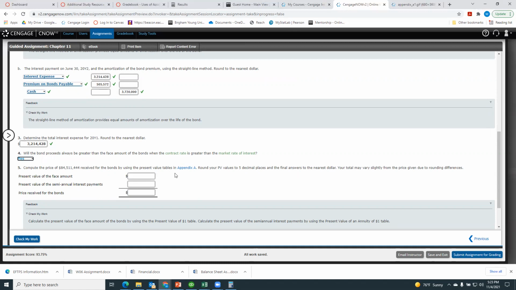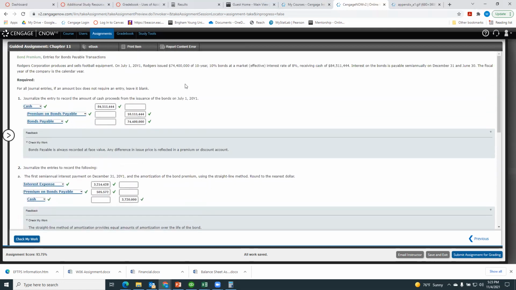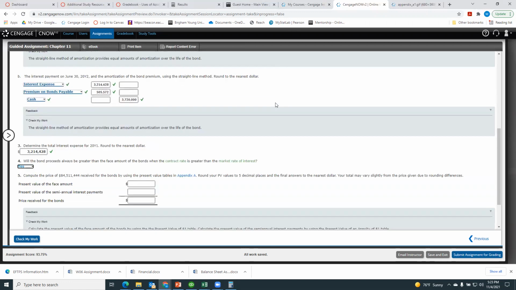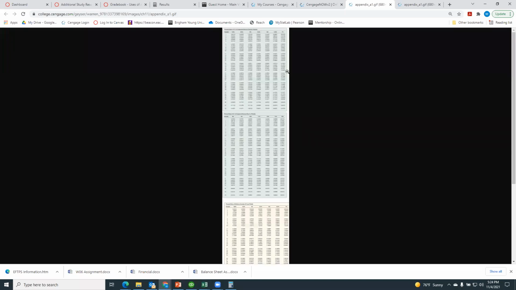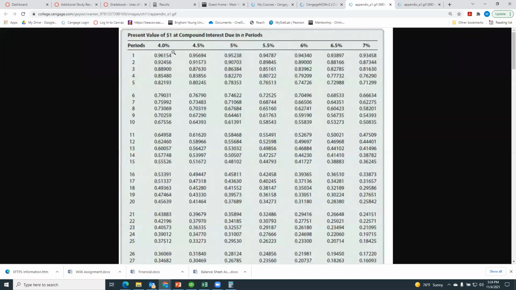Okay, so this last one, just like the first problem, we're going to have to figure out the present value of both the face amount of the bond and the semi-annual interest payments. So the first thing I'm going to do is review this one. The market interest rate is 8%, and it's a 10-year bond. That means that there will be 20 interest periods in the bond's life, each of them paying 4%. So now I can go to my appendix and I can say 4%, 20 periods. My factor is 0.45639.